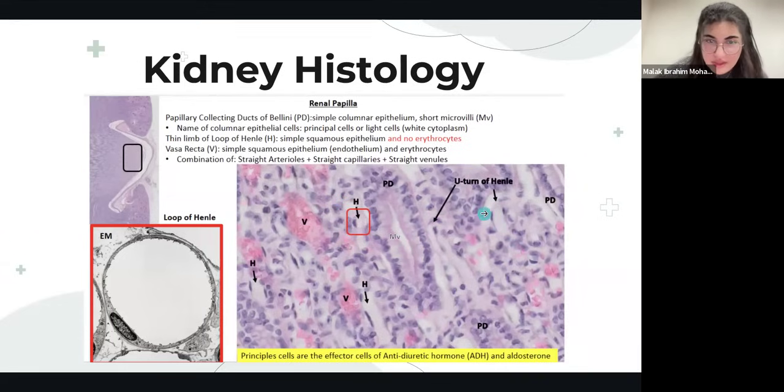And then you would see the papillary collecting ducts of Bellini. They're very easy to identify because they're simple columnar epithelium, and they have short microvilli, but that's not really the characteristic feature. The characteristic feature is that they're simple columnar epithelium. You have the loop of Henle, we already discussed that, and then the vasa recta. From the name vasa recta, they have erythrocytes in them, and these are basically just endothelium. Okay.